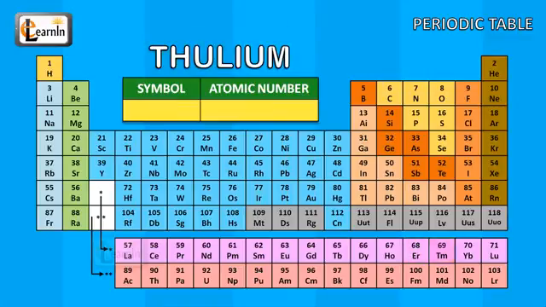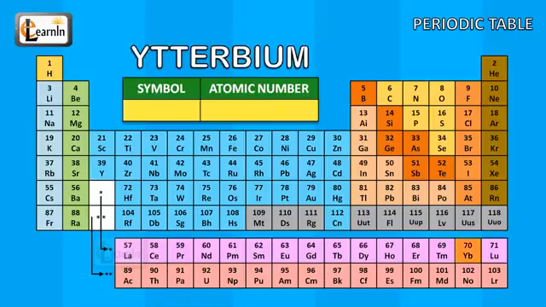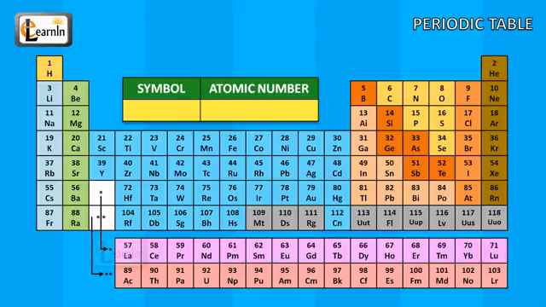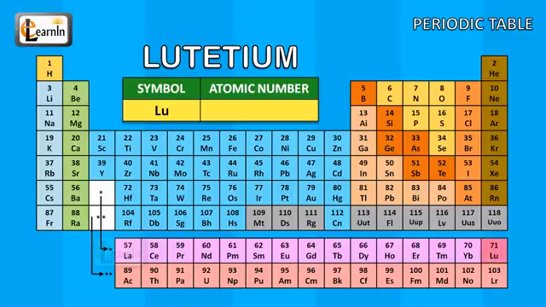The element thulium is represented as Tm and has an atomic number of 69. The element ytterbium is represented as Yb and has an atomic number of 70. The element lutetium is represented as Lu and has an atomic number of 71.